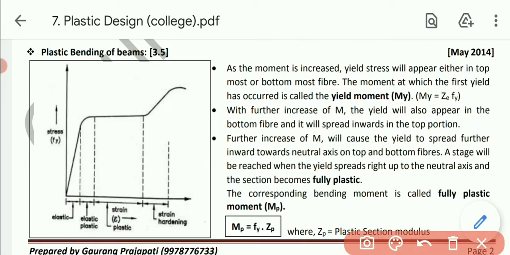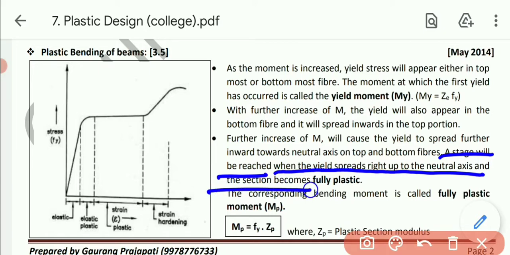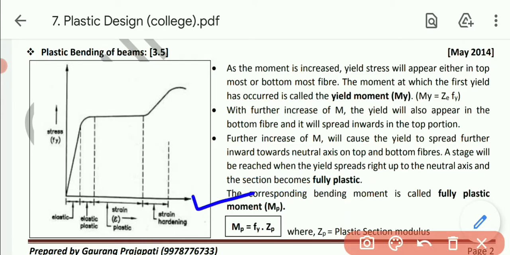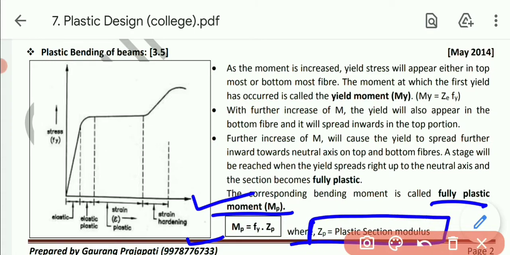Then a stage will be reached when the yield spreads right up to the neutral axis and the section becomes fully plastic. So the ultimate stage is reached when the stress from both the top fiber and bottom fiber reaches the neutral axis at the center. At that time the section becomes fully plastic. The corresponding bending moment is called the fully plastic moment, Mp. The formula for Mp is Mp equals Fy into Zp, where Zp is the plastic section modulus.